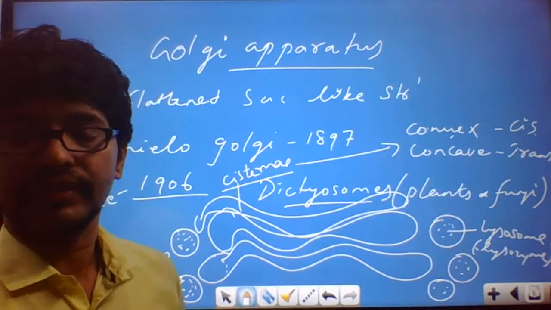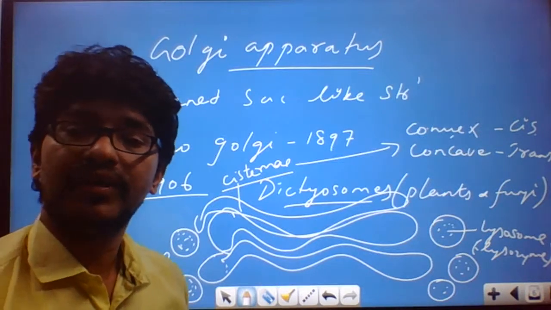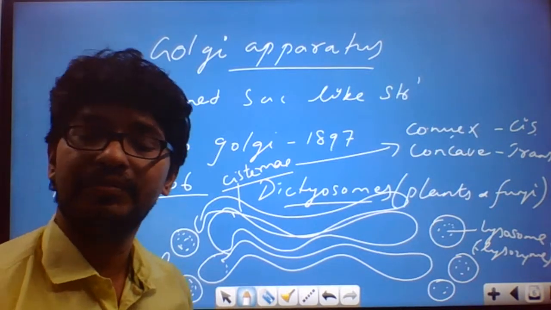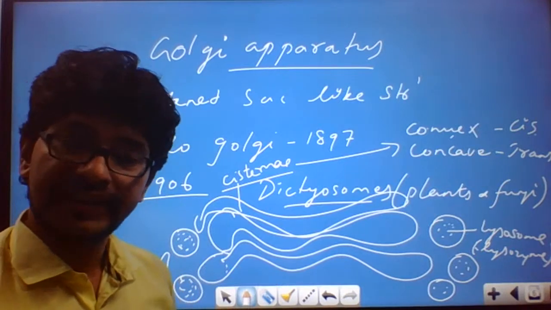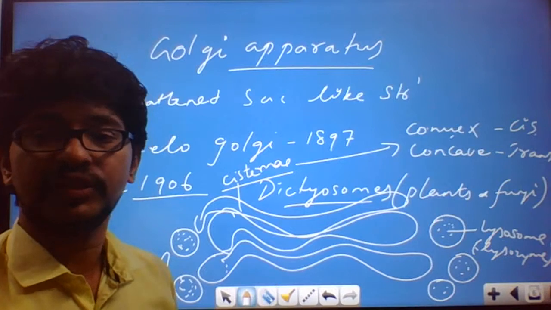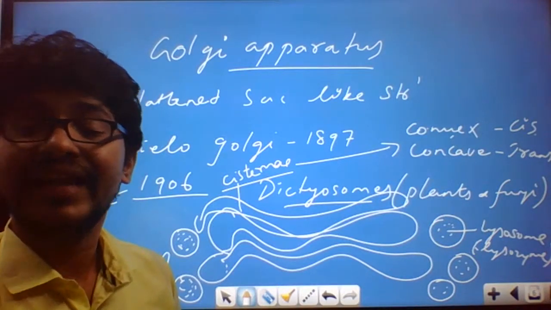So we call it as the suicidal bags of the cell. Maybe the aged normal cells, metabolically active cells, if they are destroyed, then we cannot survive. So each tissue needs metabolically active cells. All cells cannot be destroyed. So it usually destroys the aged cells or the damaged cells.